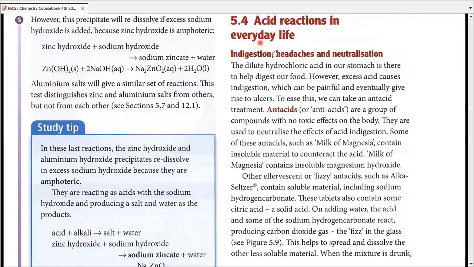Hydrochloric acid is the acid which is present in our stomach, which helps us digest our food. Sometimes the stomach produces excess acid. This causes indigestion. To ease this, we take antacids. Antacids are a group of compounds that have no toxic effects on the body and they simply neutralize the effect of acid indigestion. Milk of magnesia is a great example of that. It contains magnesium hydroxide, which is alkaline in nature.